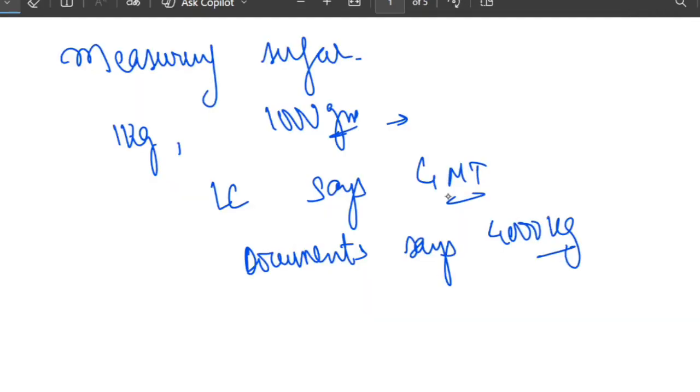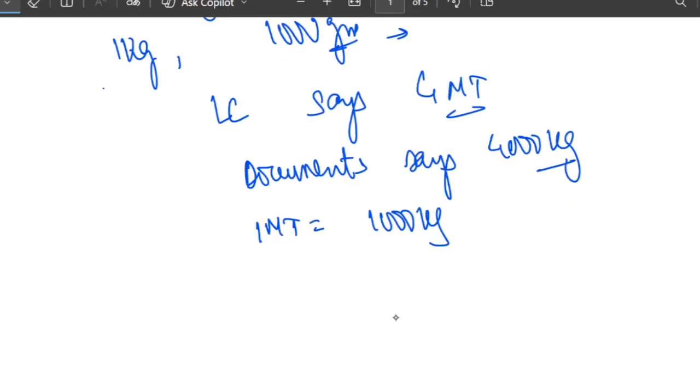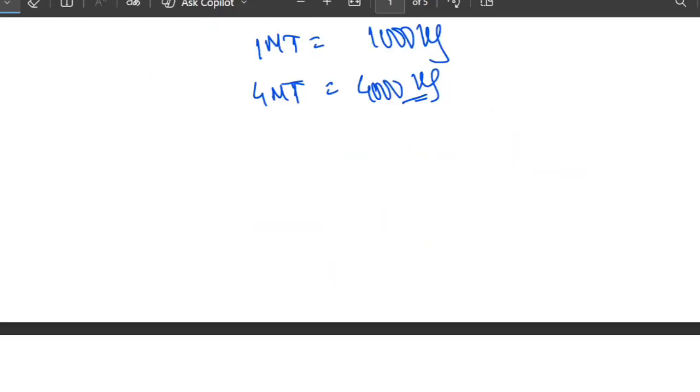And you know it very well that 1 metric ton is equal to 1000 kg. So obviously since 1 metric ton is 1000 kg, 4 MT will be how much? Will be 4000 kg, right? Exact matching. Now the question is, what does UCP say? What does UCP say regarding it?